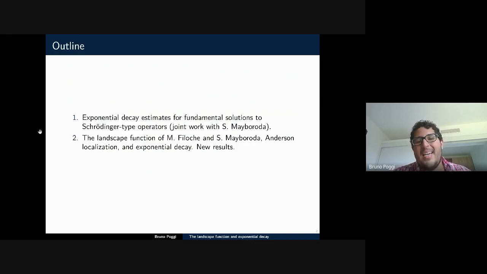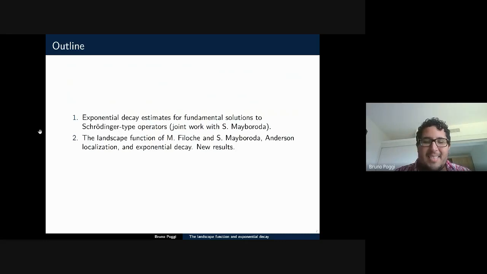As I said, I'll talk about two things mainly. The first thing will be the exponential decay estimates for fundamental solutions to Schrödinger operators. And then the second thing is we will view these exponential decay estimates from a different angle, using a new landscape function of Marcel Filoche and Svitlana Mayboroda, which has been used to study Anderson localization. We will see some new results regarding the landscape function and also a new one for magnetic Schrödinger operators. I'll give more details about what these things mean very soon.